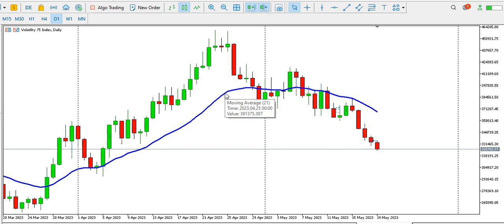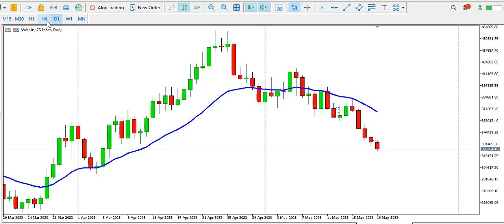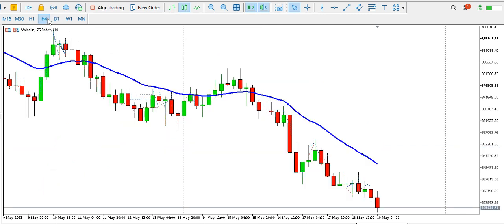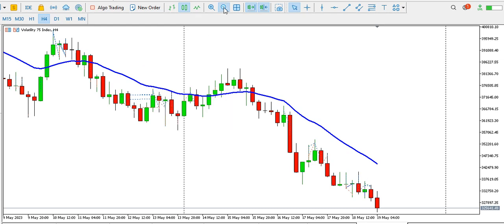Look for selling opportunities. This is the 21 EMA. Look for selling opportunities. Now on the 4-hour time frame, still selling. V75 is still selling on the 4-hour time frame.